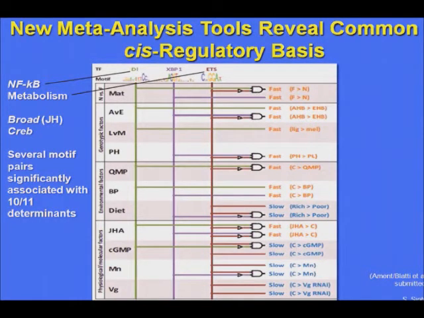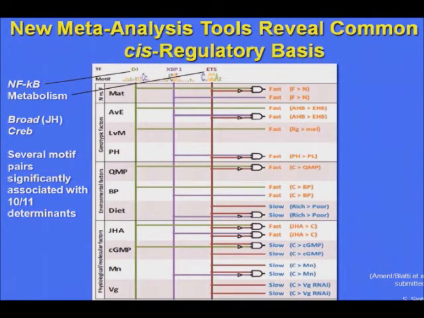There were several motif pairs that are significantly associated with fully 10 of 11 of the determinants of behavioral maturation. And I highlight a few of them here: NF-kappa B and a couple of transcription factors associated with metabolism significantly co-occurred in large numbers of these gene lists' promoter regions. And CREB, an iconic transcription factor associated with neuroplasticity, and BROAD, something associated with juvenile hormone, also were significantly co-occurring over many of these different gene sets.